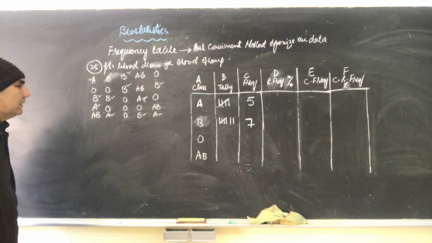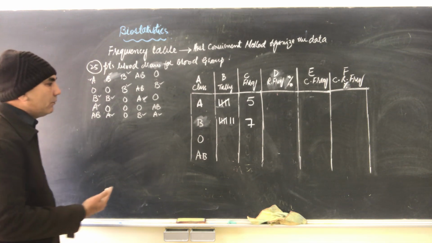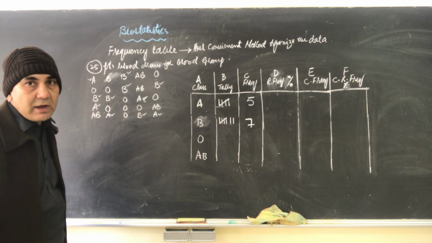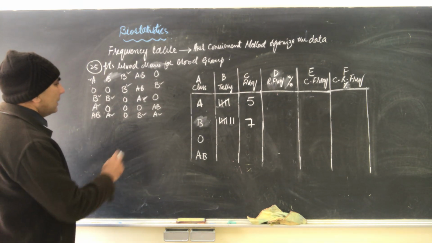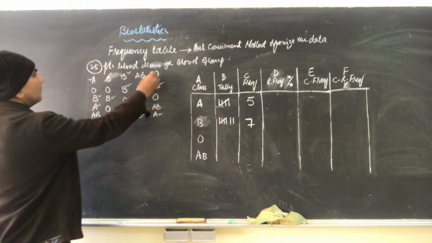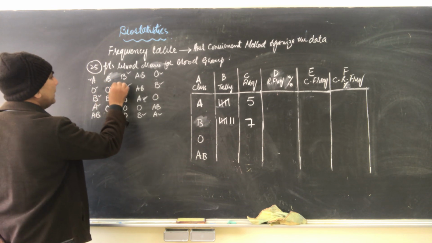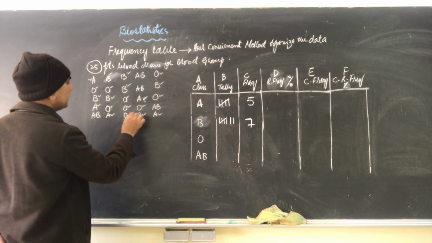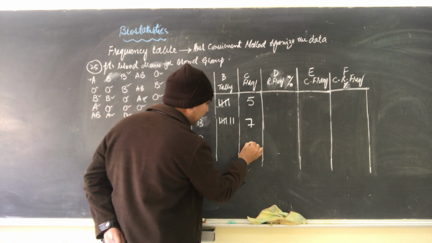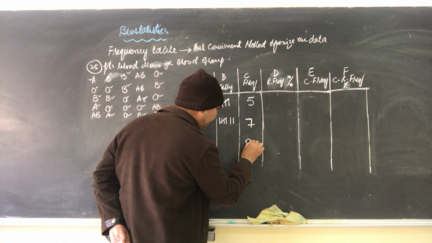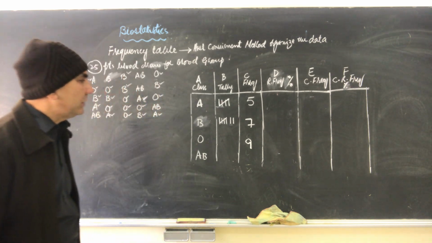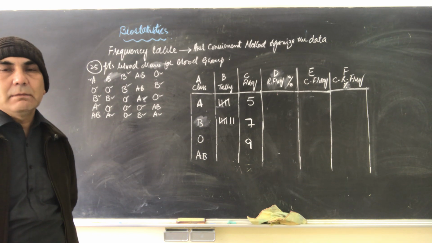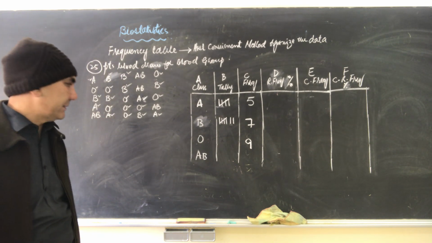Now I will go for the blood group O. How many blood group O patients are present among the 25 patients, the 25 sample size? Now the O group: 1, 2, 3, 4, 5, 6, 7, 8, 9. So 9 patients belong to the O group among the 25 patient sample size.